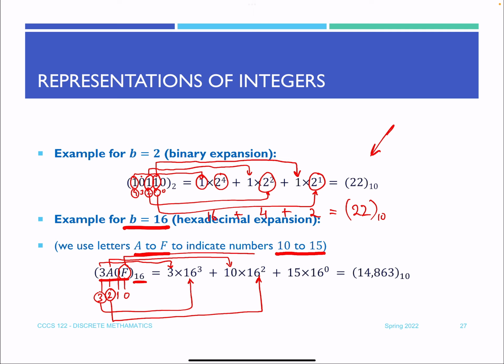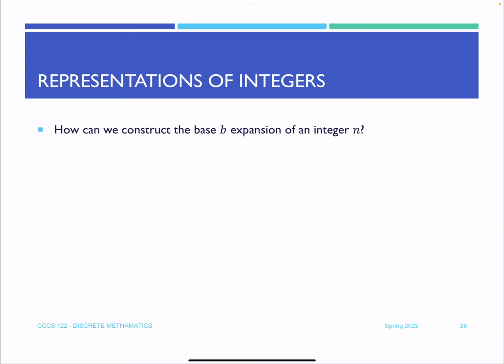F is equal to the decimal number 15. It's in position 0, so 16 to the power 0. It's basically just 1. So you can use your calculator, work this out, and it comes out to 14,863 in the decimal numbering system. And this is how you can convert from any base to decimal.